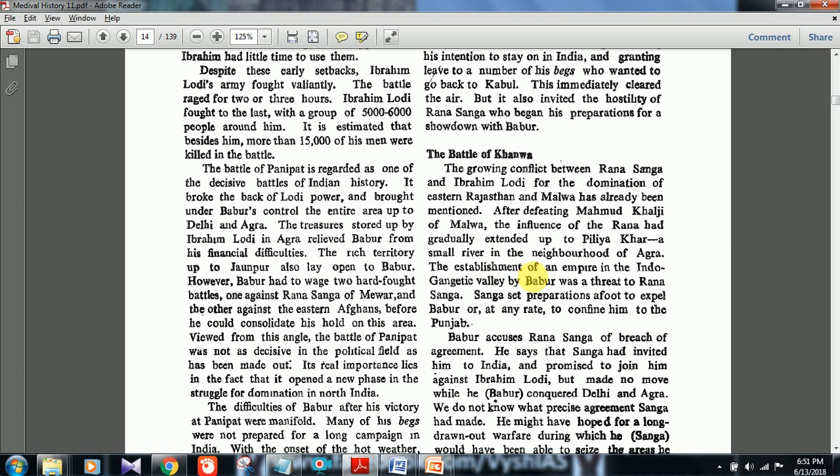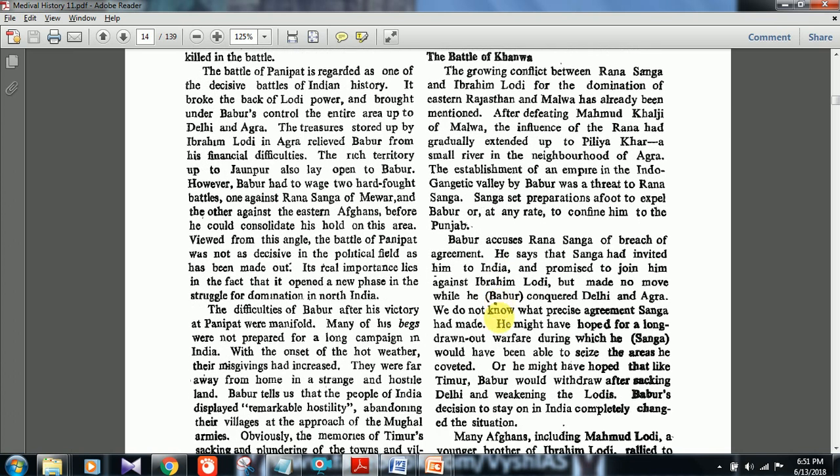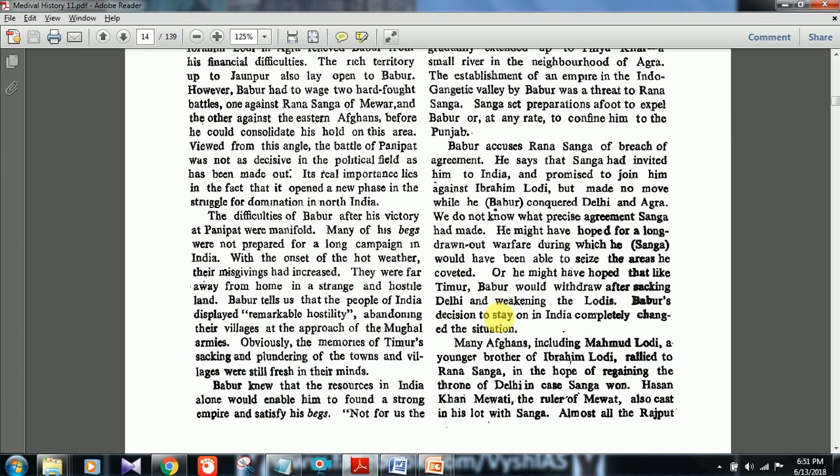The establishment of empire in the Indo-Gangetic Valley by Babur was a threat to Rana Sanga. Sanga set about preparing to expel Babur, or at any rate to confine him to the Punjab. Okay, so that is what Rana Sanga wanted, just to be in the Punjab region where actually he invited him to come and take over. But other places Rana Sanga was not happy. Babur accuses Rana Sanga of breach of agreement. He says that Sanga had invited him to India and promised to join him against Ibrahim Lodi, but made no move while he conquered Delhi and Agra. So even though he invited him, he did not help him. Okay, Rana Sanga did not help Babur to take over Delhi.